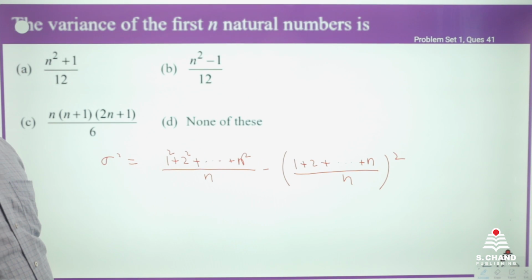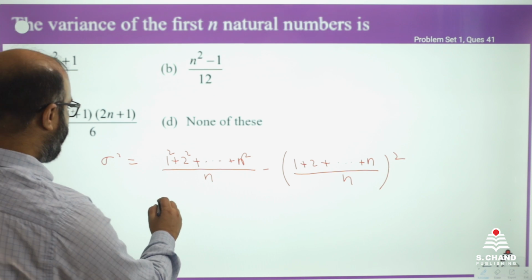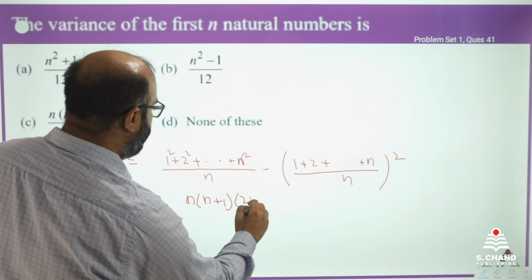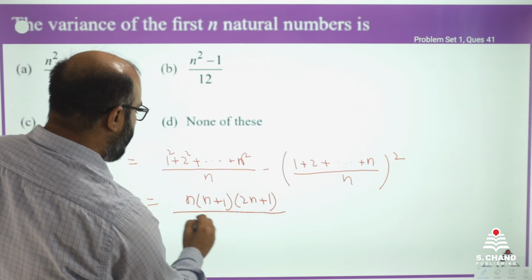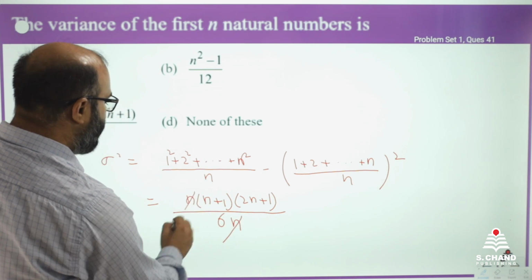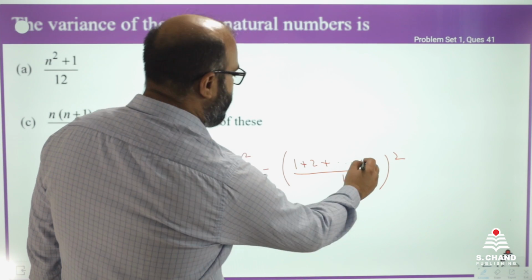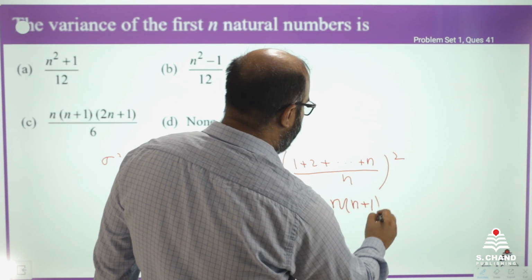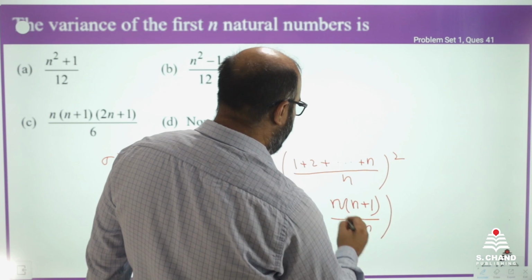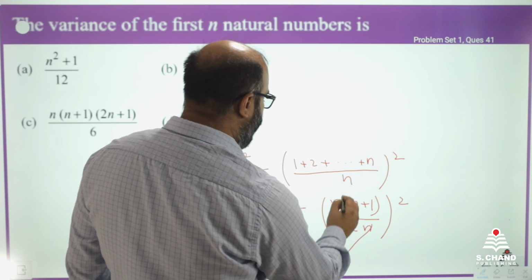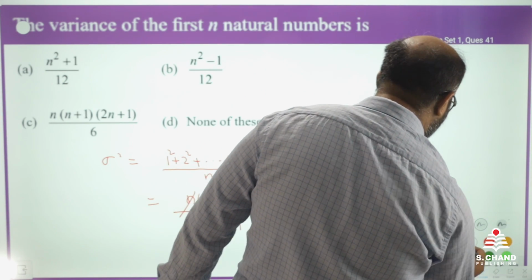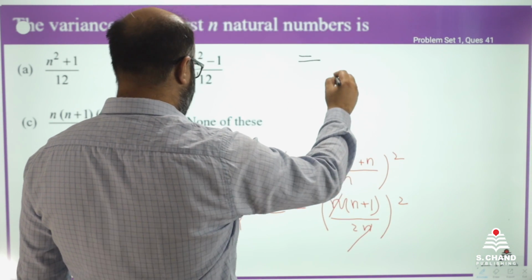Sigma of xi square by n minus sigma of xi by n whole square. So this will become n into n plus 1 into 2n plus 1 upon 6. And there is n in the denominator, so this will cancel. Minus, this is n into n plus 1 by 2, so n into n plus 1 by 2n it would be, and square of this. So n will cancel.